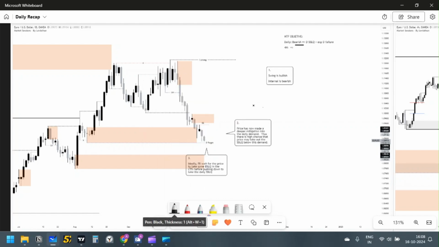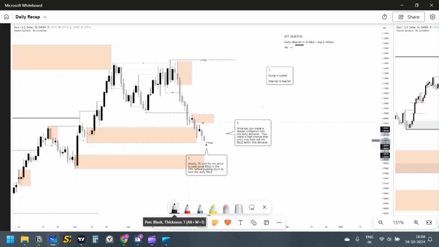Price has now made a deeper mitigation into the daily demand. Thus, there is a high chance that the price may take out the sell side liquidity below this demand. Ideally, wait for the price to take some buy side liquidity in the lower time frames before pushing down to take the daily sell side liquidity. It's as simple as that.